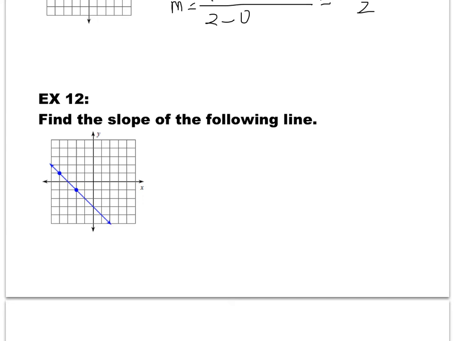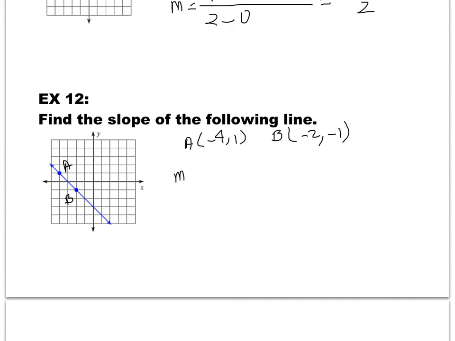Okay, in this case, the same as before, the points are already chosen for us. So let's label them. I will call this point A, this point B. Then I can write the coordinates of A are negative 4 and 1, and coordinates of B are negative 2 and negative 1.